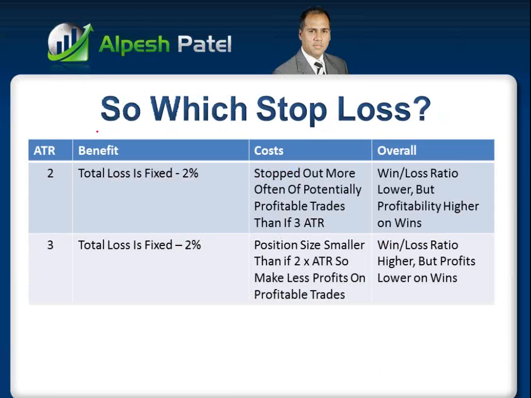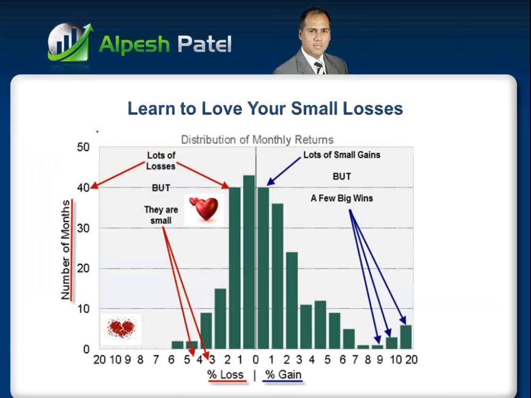And this slide then explains that in text. Total loss fixed at 2%, whether it's a 2 ATR or a 3 ATR, and the downside of each and the overall benefits of each. The win to loss ratio gets tweaked, but your overall profitability changes. Okay? The most important thing being that you learn to love your small losses.